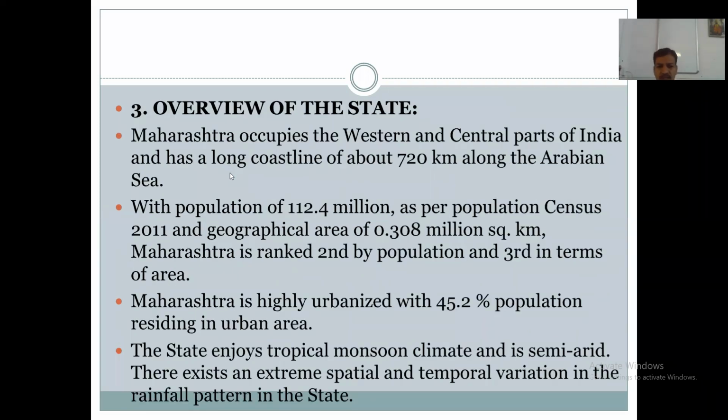What is the overview of the state? What we saw yesterday, the overview of the state water resources available in the Maharashtra state. Maharashtra occupies the western and central parts of India, and has a long coastline of about 720 kilometers along the Arabian Sea towards Mumbai, Raigad, Thane. So Maharashtra state occupies these parts, western and central parts of India.